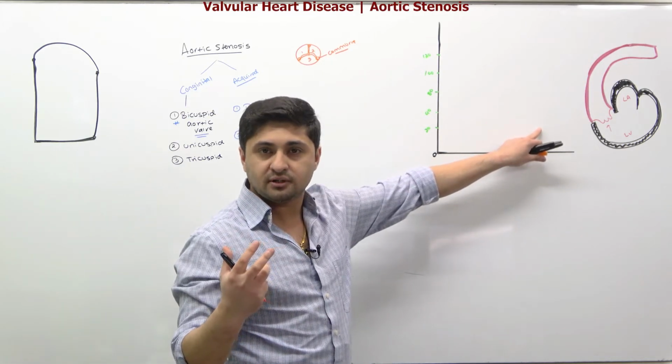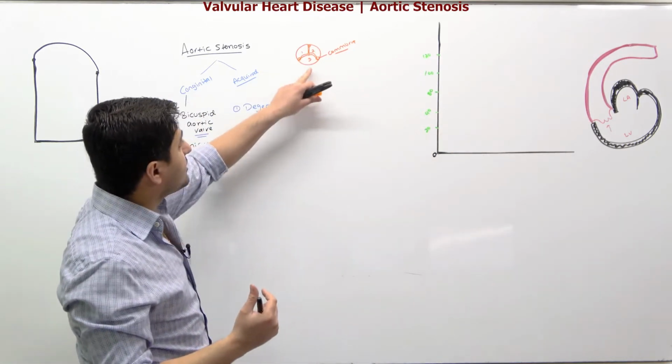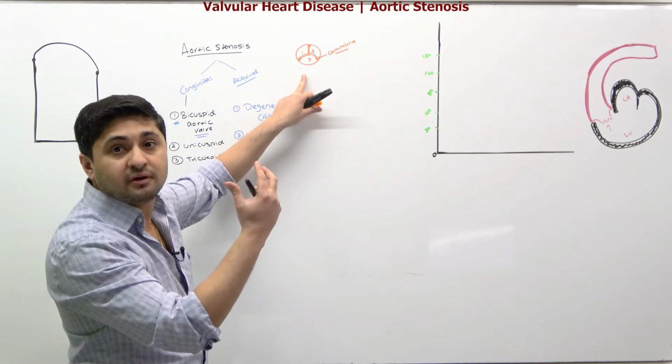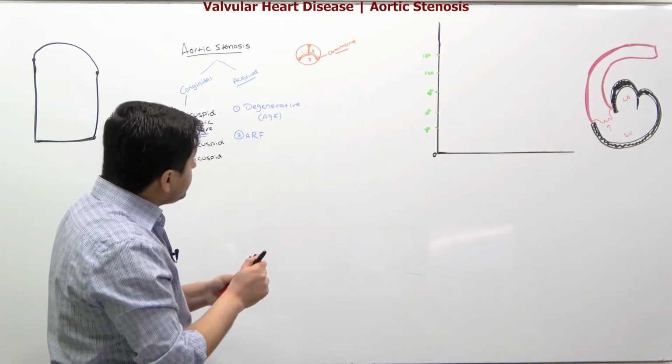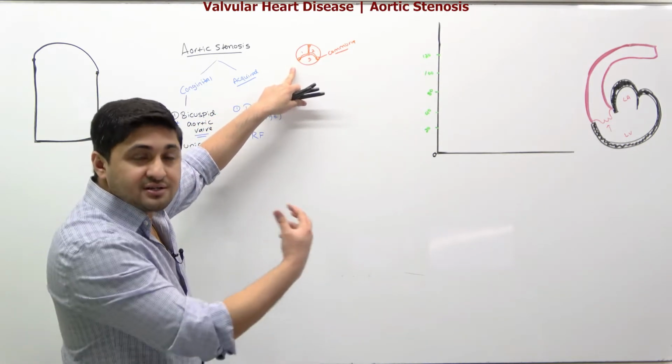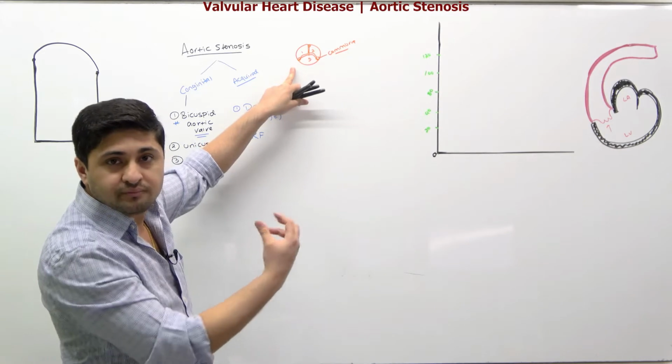Now, in the normal valve, whenever the left ventricle contracts, it generates higher pressure, more than 80 millimeters of mercury. When it does that, the aortic valve opens up and propels the blood out. Then after that, the aortic valve closes, and it doesn't allow the blood to come back.